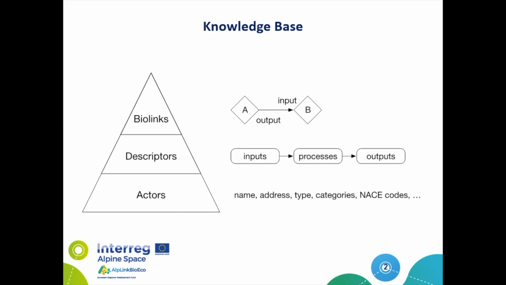The next layer of our knowledge base is called descriptors, and here we have our input process output model that describes different activities of an actor in more detail. It's not available for all the actors. This is also why this layer is a bit smaller than in this pyramid illustration. And finally, what we hope to find are many biolinks, that is, links between two specific actors, typically in this setup here, where actor A provides output to actor B.